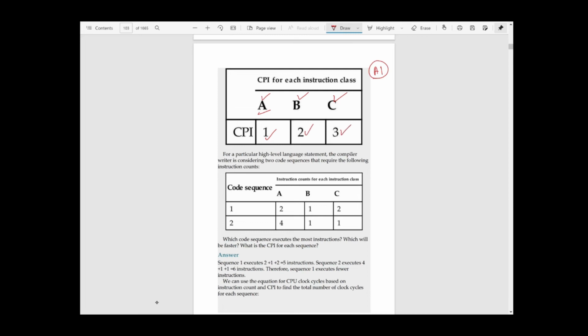Okay, now the compiler has two possible options to compile this particular program. One possible option is the first code sequence. In this first code sequence, two instructions are from class A, one instruction from class B, and two instructions from class C. And it has another option also. If it goes for this particular option, then there are four instructions from class A, one instruction from class B, and one instruction from class C. So either the compiler can generate assembly with this combination, or with this combination. There are two possible options. Which one should the compiler take?